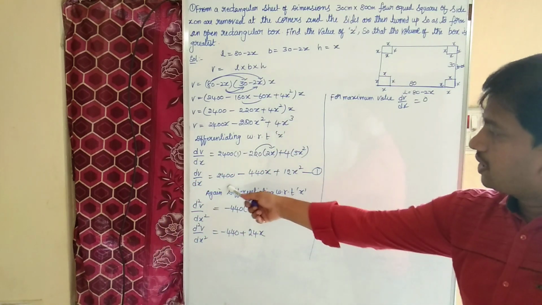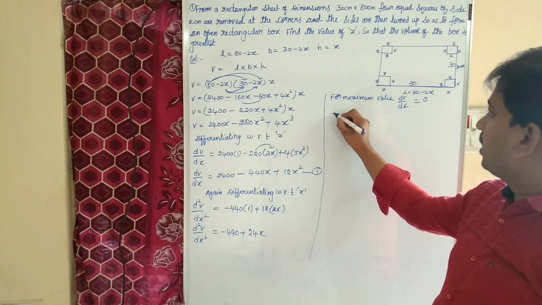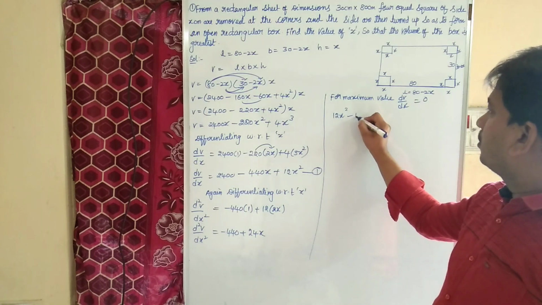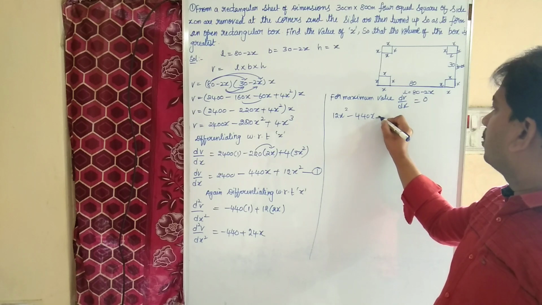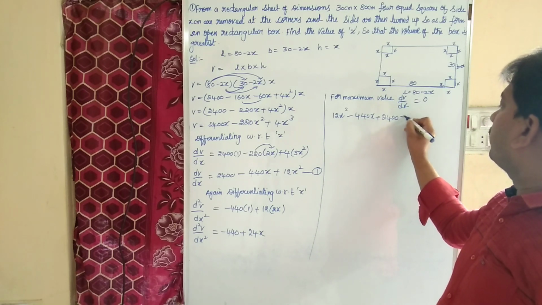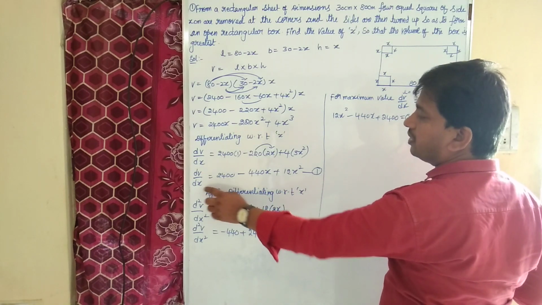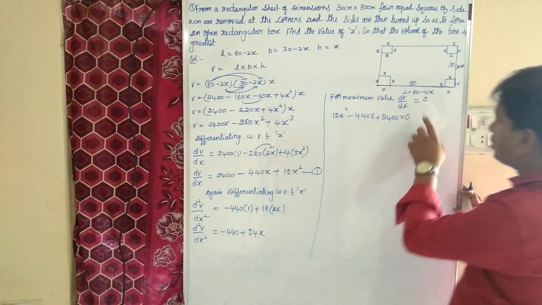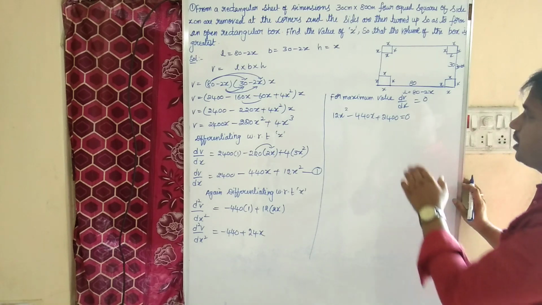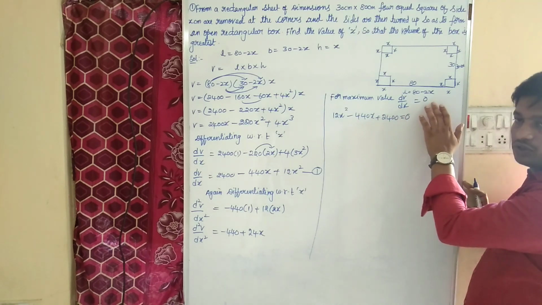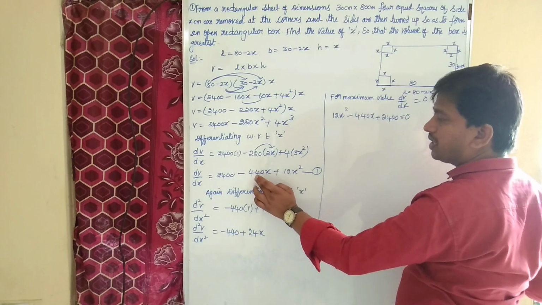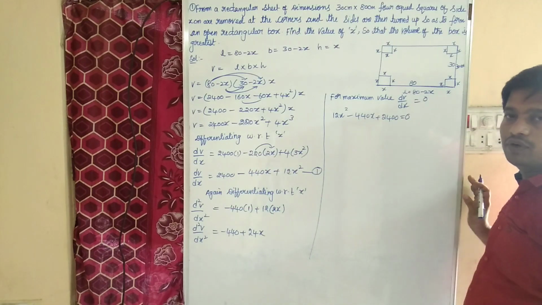Where is dv by dx? Yes, here we have dv by dx, that is 12x square minus 440x plus 2400 equal to 0. So for maximum value we need to equate the first order derivative dv by dx equal to 0. Is it clear, children? We are equating the first order derivative equal to 0. We got 12x square minus 440x plus 2400 equal to 0.